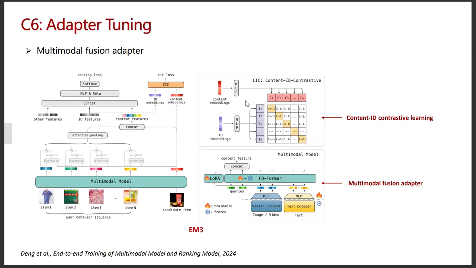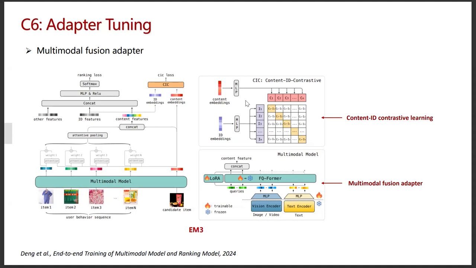And with the scaling of multimodal models, joint fine-tuning becomes harder and harder, especially for multimodal large language models, okay? So more recent work focuses on how to adapt the multimodal models in a parameter efficient way, especially how to use adapters, especially LoRA and Q-former and something like that, to align the recommendation task and the multimodal task. And this paper was published last month, and they jointly train the multimodal model and the ranking model. However, different from joint training, they freeze the basic parameters of the vision encoder and the text encoder, only fine-tuning the Q-former and then the LoRA. So they can do it in a much more parameter efficient way to align the modality encoder to the downstream task.